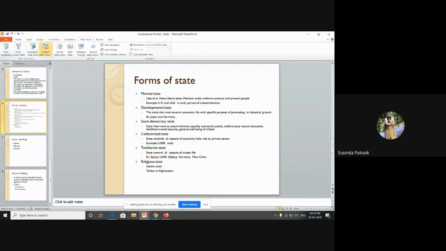This is the case of the minimal state. So in our examinations, different questions will come, like the theories of the state. In one unit, I saw that there is the theory of the state. I have not prepared the slide regarding the theory of the state. I have not prepared it today, but I will tell you what to write in the theory of the state.